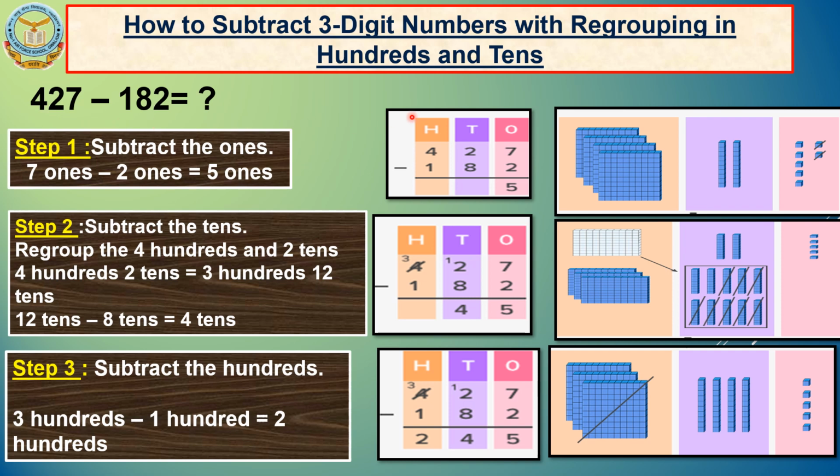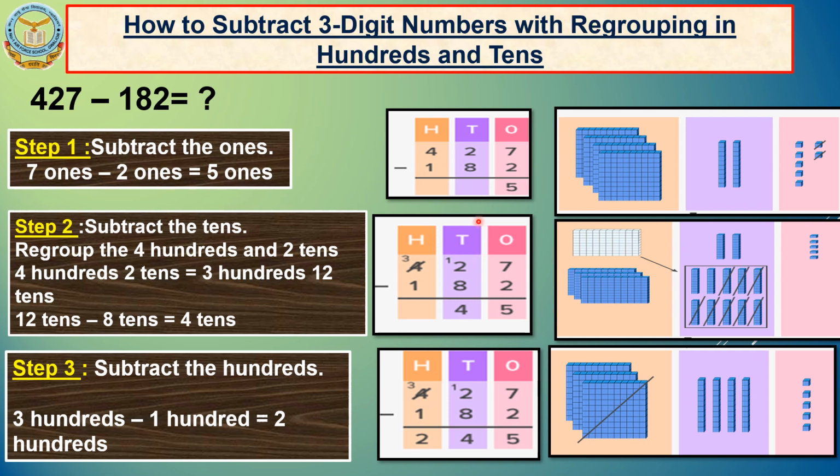Arrange these numbers in a column and start your subtraction from the ones place. In ones place, 2 ones is less than 7 ones, so we can subtract 2 ones from the 7 ones. 7 ones minus 2 ones equals 5 ones. Write down 5 in the ones column.